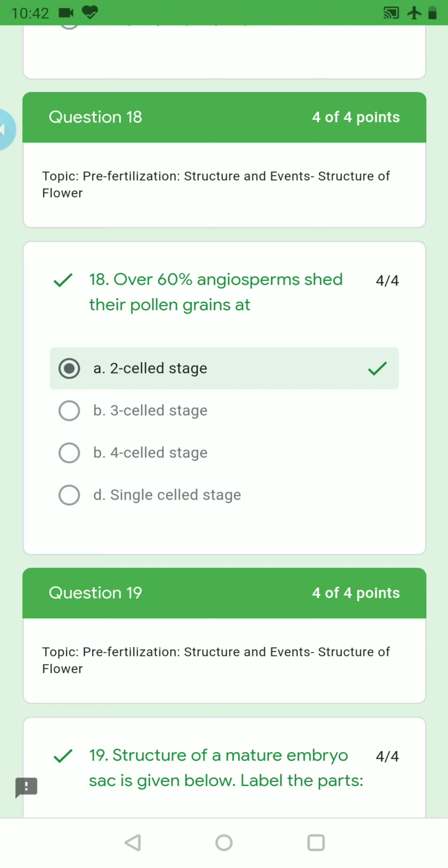I told you some specific species may shed them so. In such cases, the vegetative cell may be a single cell and the generative cell may divide into two cells. But whatever we have discussed in our syllabus is the two-celled stage. Then which is the right answer? Option A is the right answer.